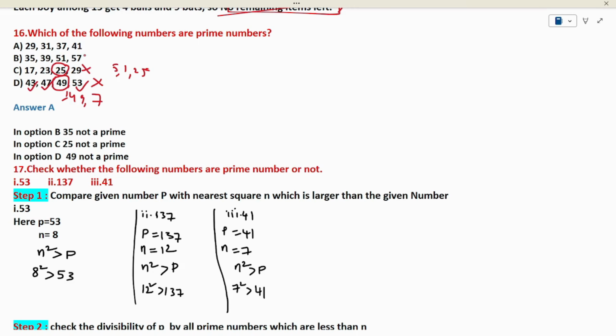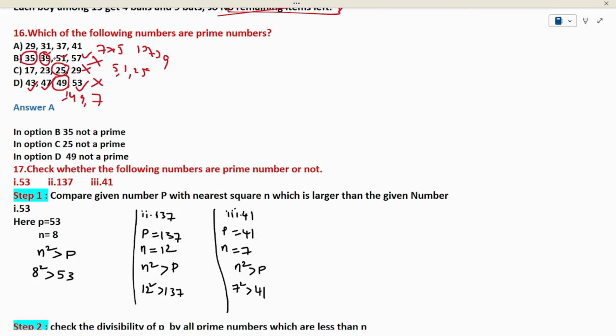35, 39, 51, 57. 51 is not a prime number. See here, 13 is a prime number, but 35 is not a prime number. Why? Because 7 5s are 35 and 13 3s are 39, which means they have more than 2 factors. So I can say option B is also not the right answer.